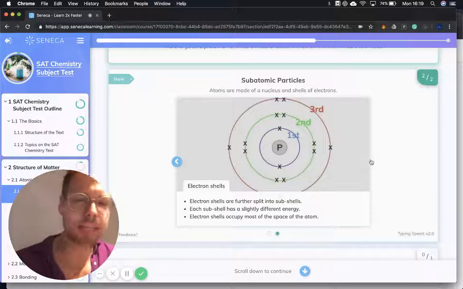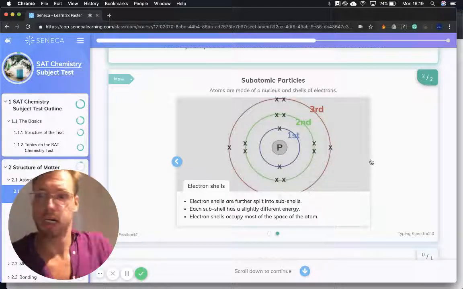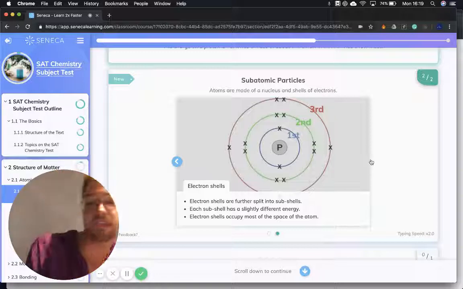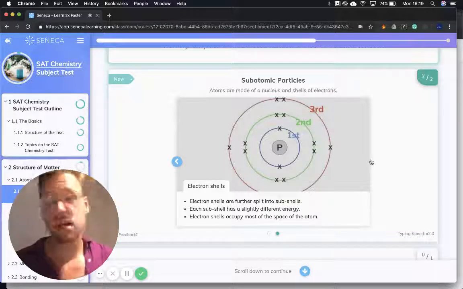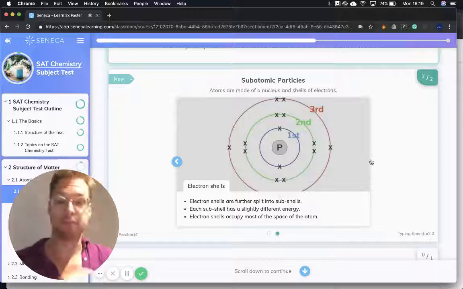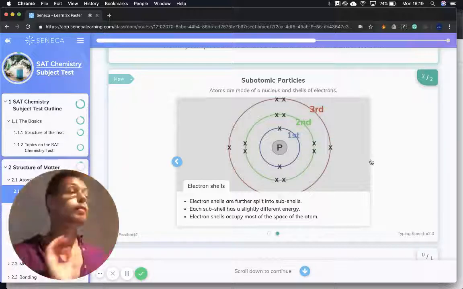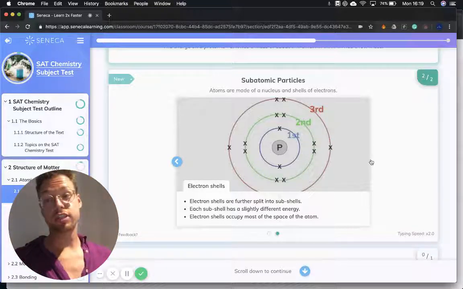And each subshell has a slightly different energy. Some are like, oh my gosh, so much energy. Some are like, yeah, I've got a bit of energy. Others are like, nah, I'm chill. I've got my piña colada. I'm sitting by the beach. I'm on summer vacation. So all those electron shells, they have a different energy.